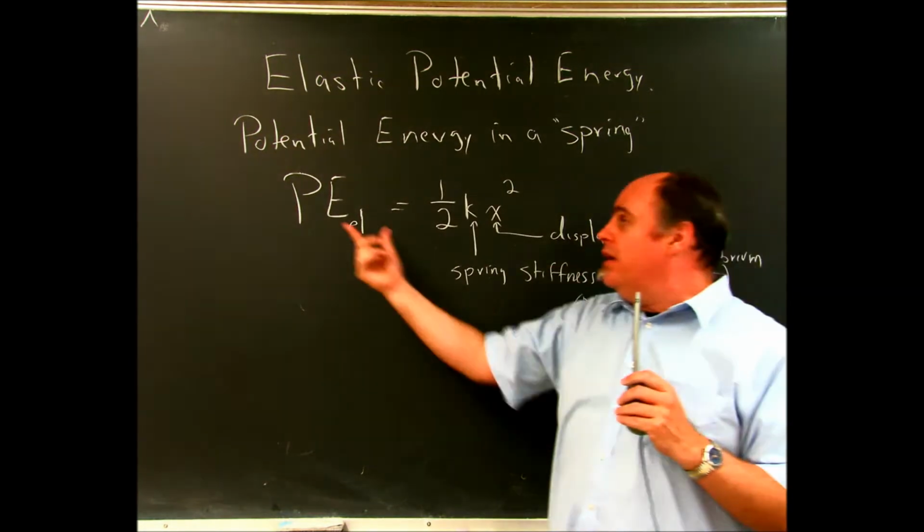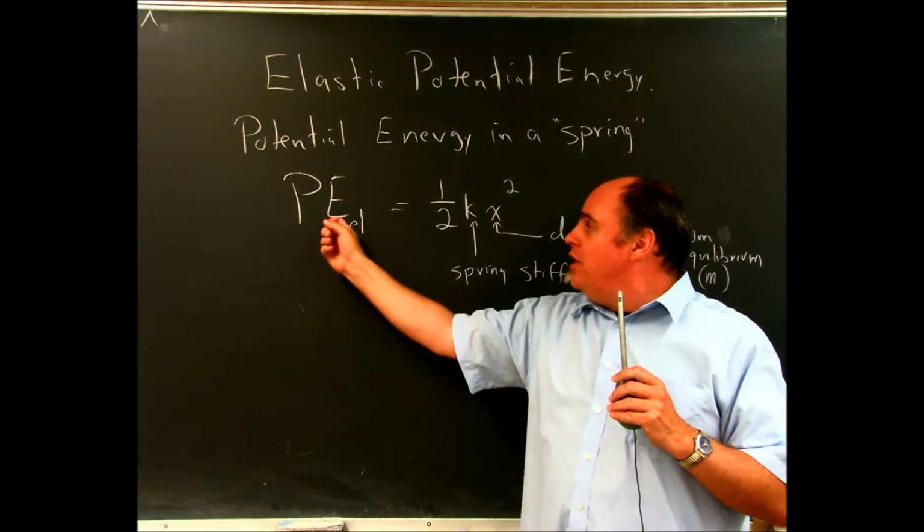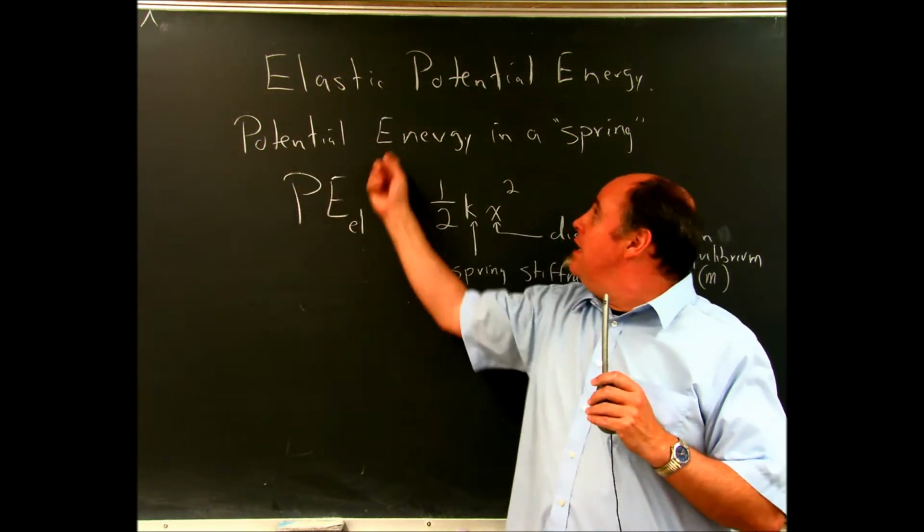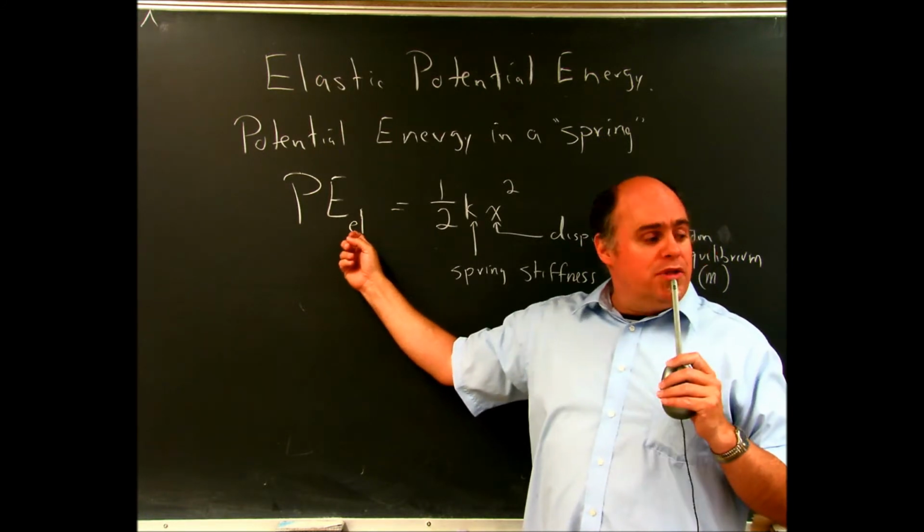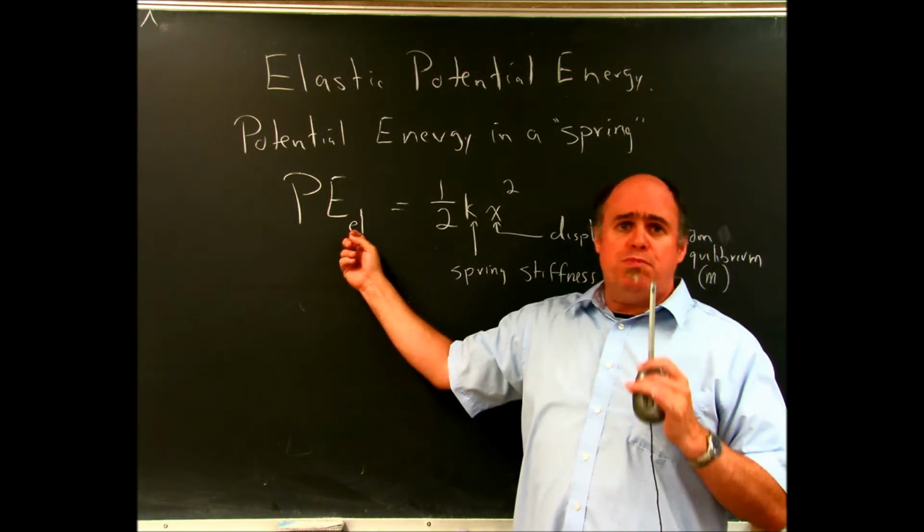And for a spring, we call it this: potential energy. There's the P and here's the E, and they say elastic. In this book they use EL. Some books will use spring.